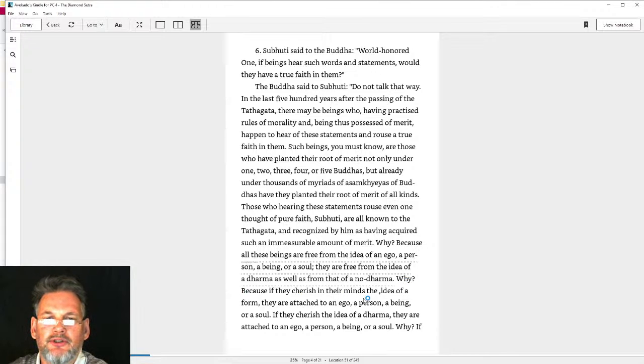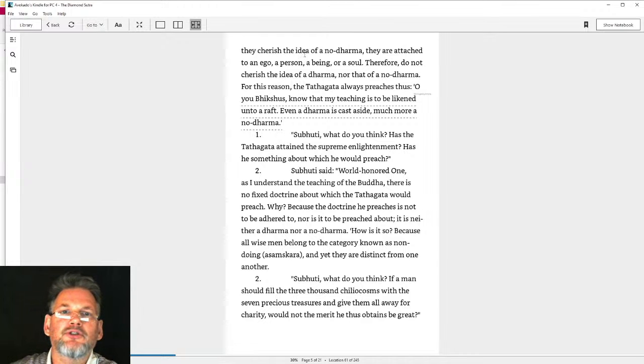Why? Because if they cherish in their minds the idea of a form, they are attached to an ego, a person, a being, or soul. If they cherish the idea of a dharma, or teachings, they are attached to an ego, a person, a being, or soul. Why? It's because they see, I know so much of this dharma, I know this teaching, and I can explain it to you, and you know. If they cherish the idea of no dharma, they are attached to an ego, a person, a being, or soul.